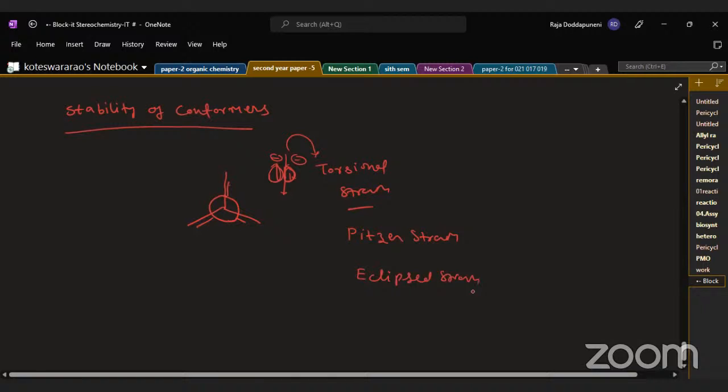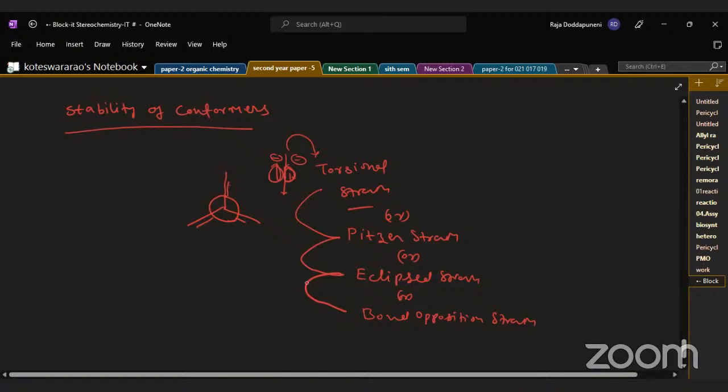Right. And this is also known by the name bond opposition strain. The same torsional strain, we can name it as torsional strain, or eclipse strain, or we can name that as bond opposition strain.